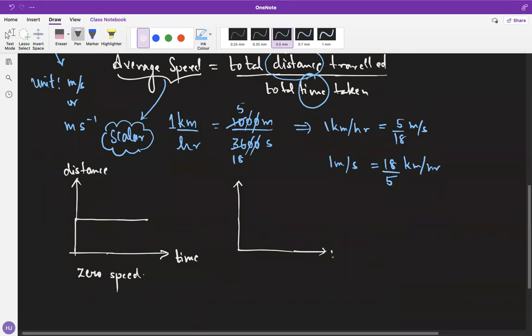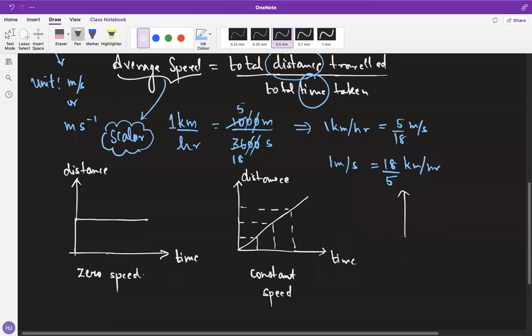Likewise, if with respect to time the distance is increasing in a uniform way, we say that the speed is constant. So this is constant speed, where we are talking about equal distances in equal time intervals.